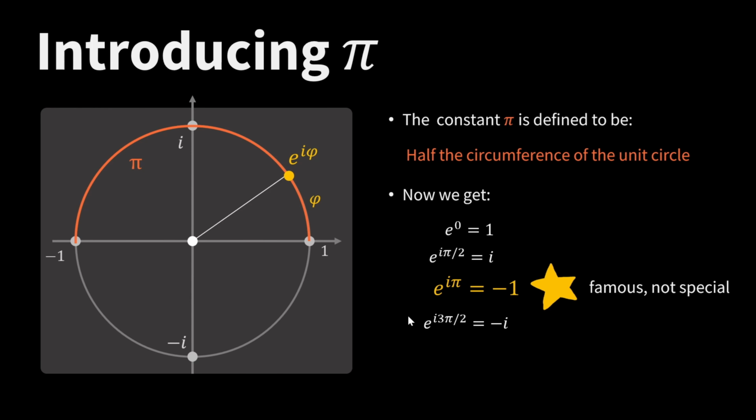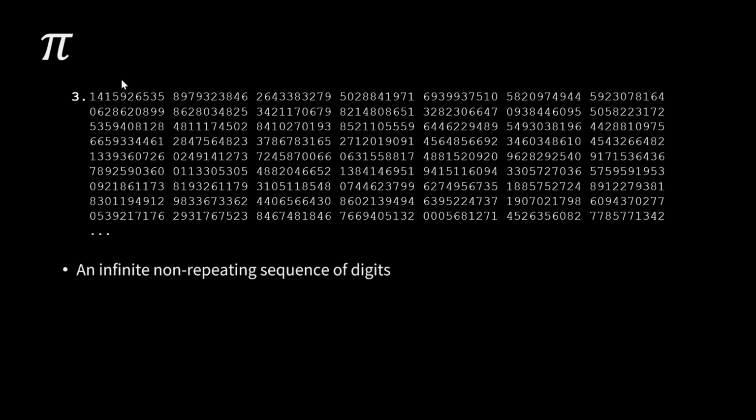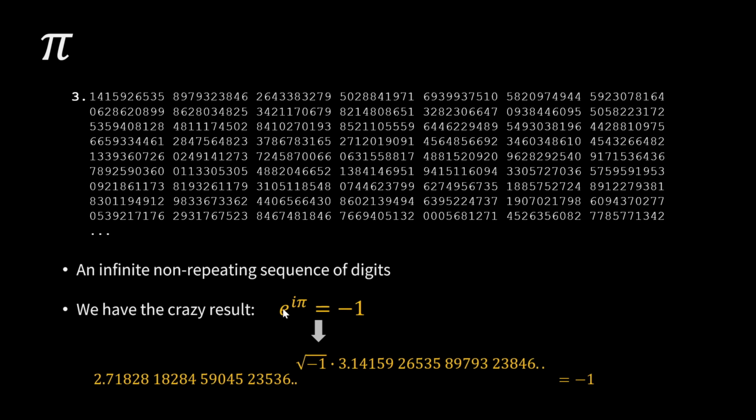We can go one step further and set phi equals 3 times pi over 2. With this we end up at minus i. E to the power of i 2 pi is 1. Like e, pi is a number with a non-repeating infinite sequence of digits. Now we get a crazy result. We can actually plug in the values of these 3 constants into this equation. So we have 2.71828 and so on to the power of square root of minus 1 times 3.14159 and so on. So this crazy thing here equals minus 1.